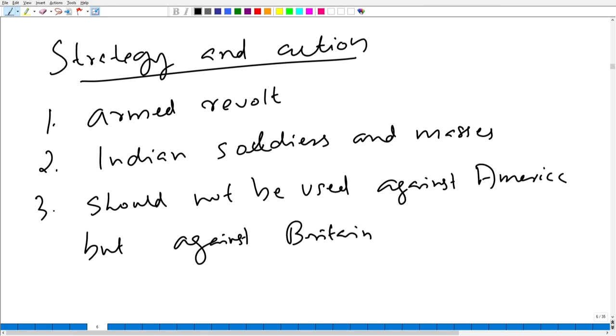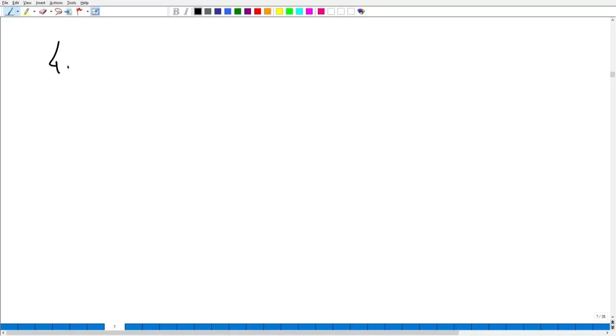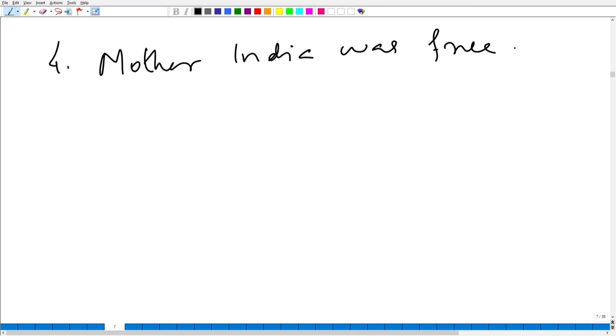Coming to the strategy and action of the Gadhar movement: they were well aware that armed revolt was necessary to overthrow the British rule. Secondly, this message needed to be spread among the Indian masses and soldiers of British India. The freedom available in America should not be used against America but only against the British. Fourthly, they had a firm belief that they would get respect in foreign lands only if Mother India was free.